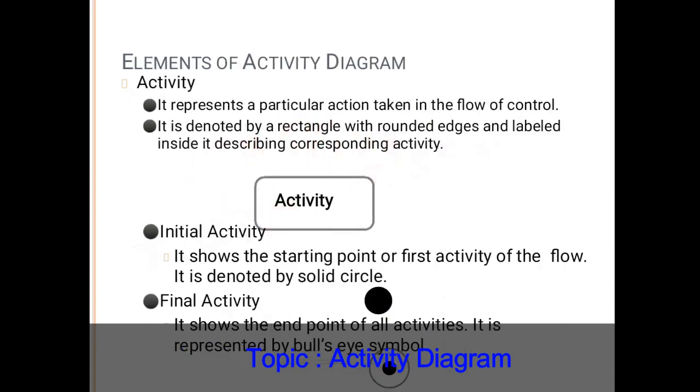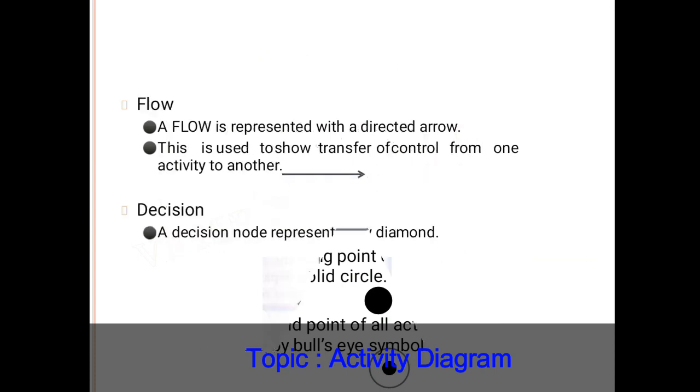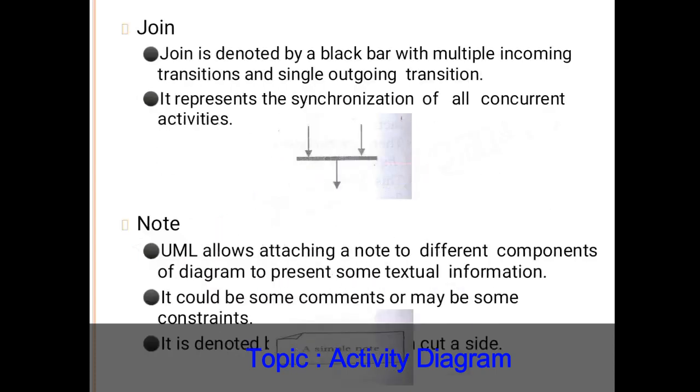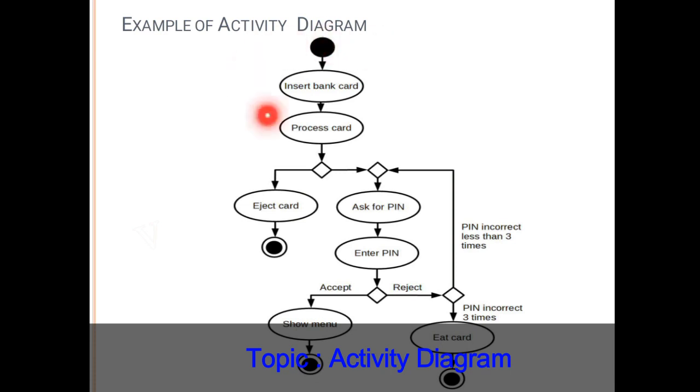So here we can also denote activity within a rounded-edge rectangle, or we can also denote activity within an ellipse symbol. So this is nothing but our activity: insert a bank card, process card. This type of activity we have to write within a rectangle, a square with rounded edges shape.